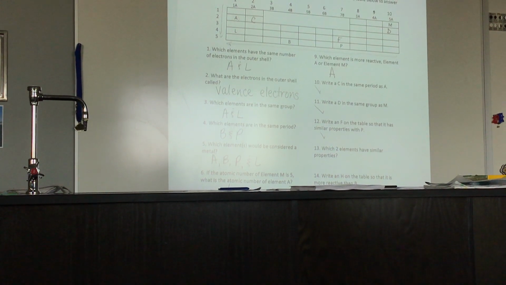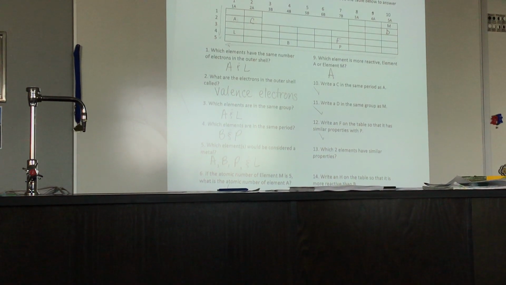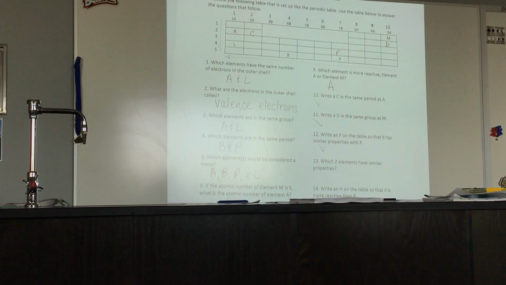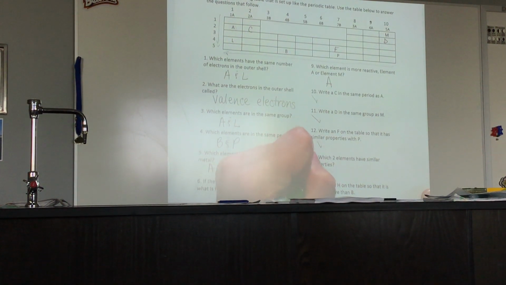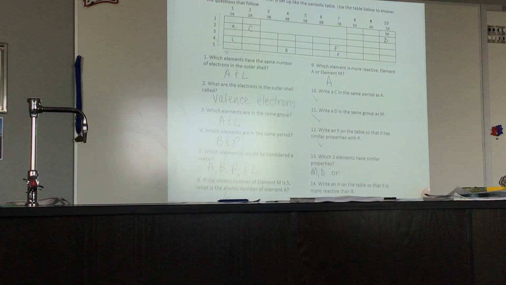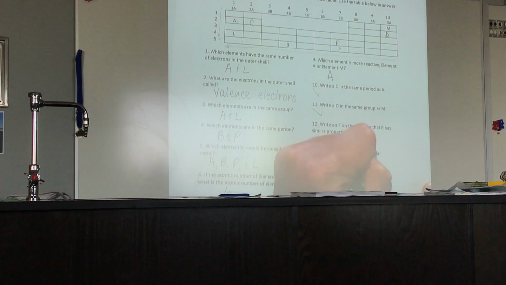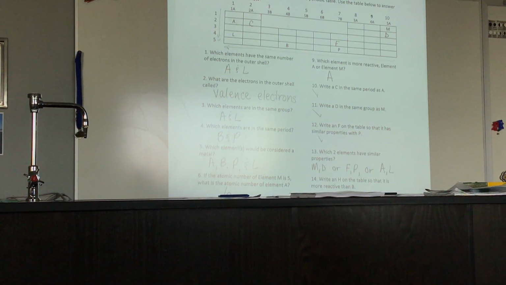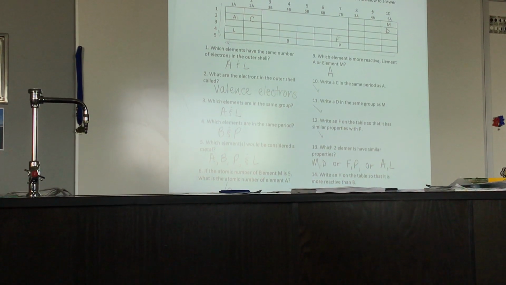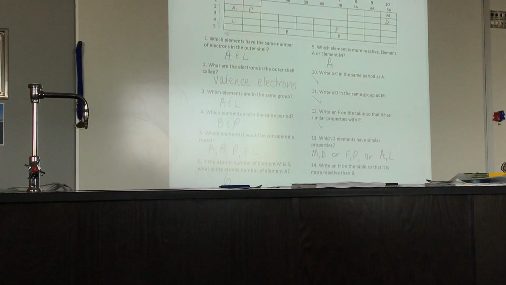And now I have actually a couple of answers I could put for question 13. It says, which 2 elements have similar properties? M or D, I heard someone say, yep, B or P, or F or P. F and P, or A and L, because those are in the same group, which means they have similar properties. You only need to write one down if you want. You can write them all, but you only need to write one.